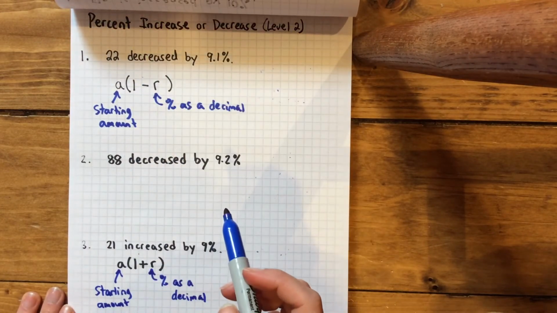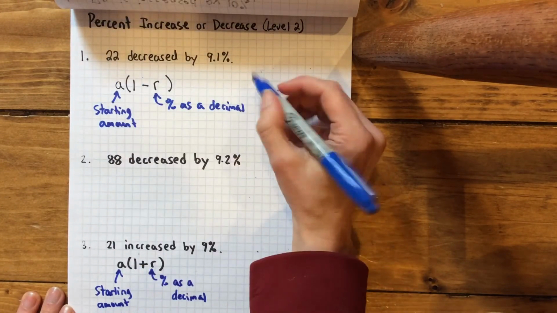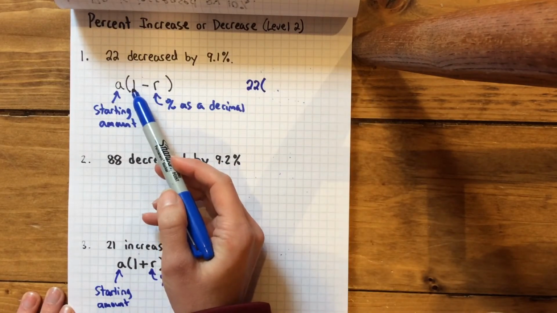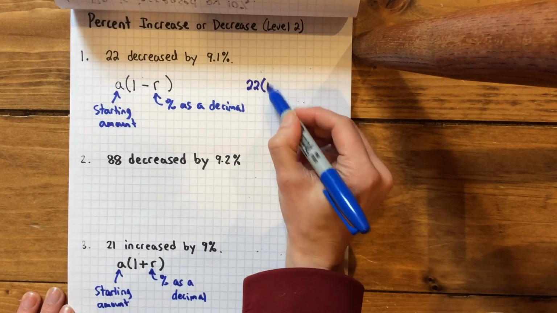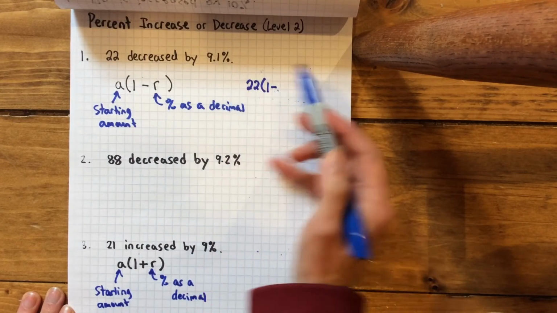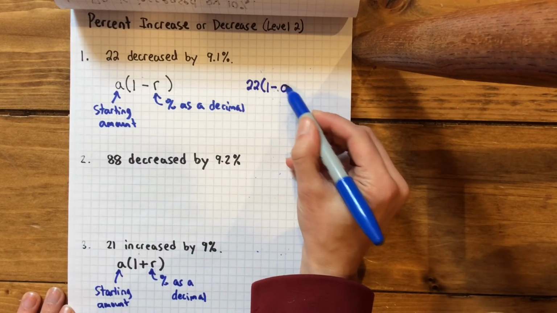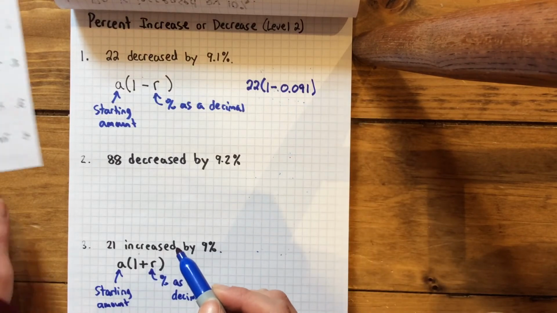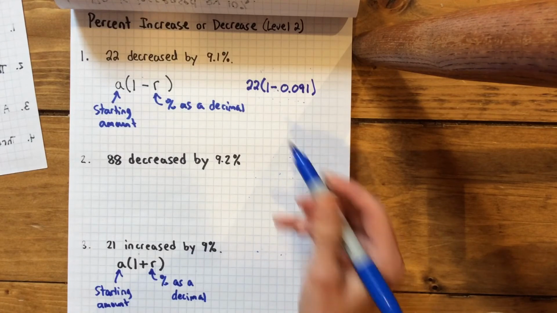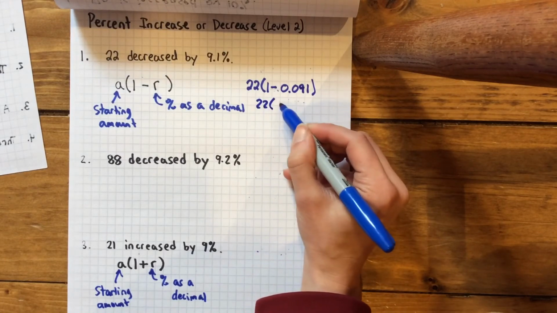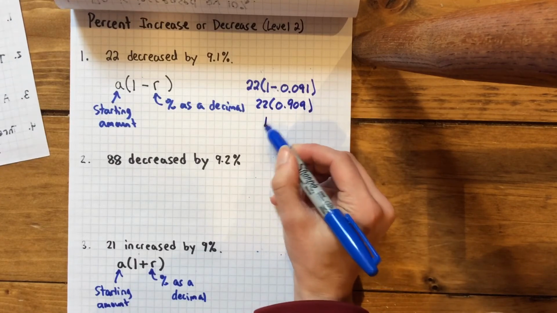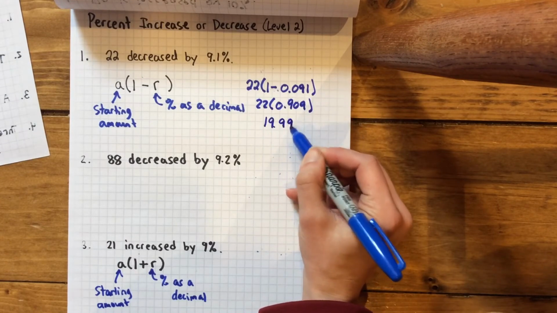22 decreased by 9.1%. 22 is our starting amount. 1 minus my percent as a decimal, so this would be 0.091. So this becomes 22 times 0.909, or 19.998.